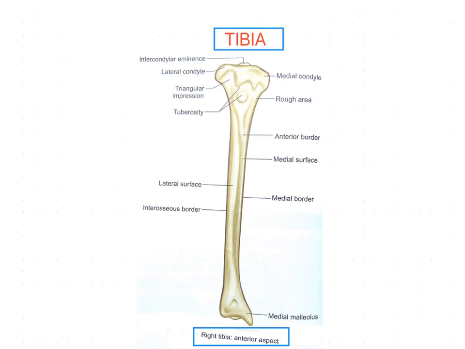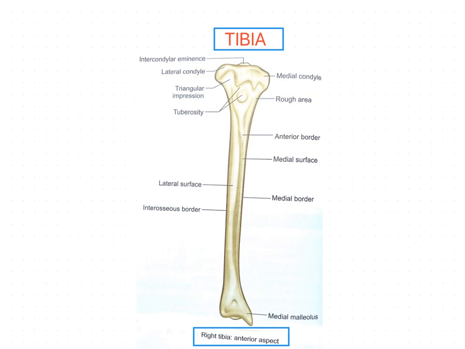Dear students, welcome back. In the previous session, we discussed the patella, isn't it? Yes. Now in this session, we are going to discuss another long bone present in the lower limb, that is the tibia. The other names for tibia are shin bone or shank bone. Both are the same, and these are the other names for tibia.